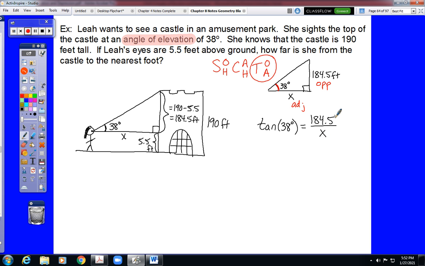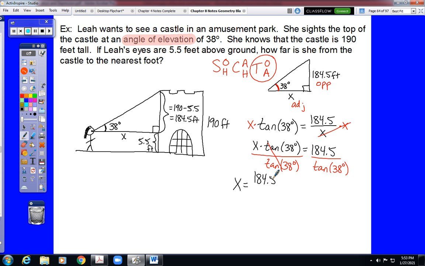Now we've solved dozens of these in the last few days, so we should know that when the x is in the denominator, we need to multiply each side of that equation by x to get x out of the denominator. That will transform the equation into x times the tangent of 38 degrees equals 184.5. Then, to get x by itself, we divide by the tangent of 38 degrees. That would give us that x is equal to 184.5 divided by the tangent of 38 degrees.